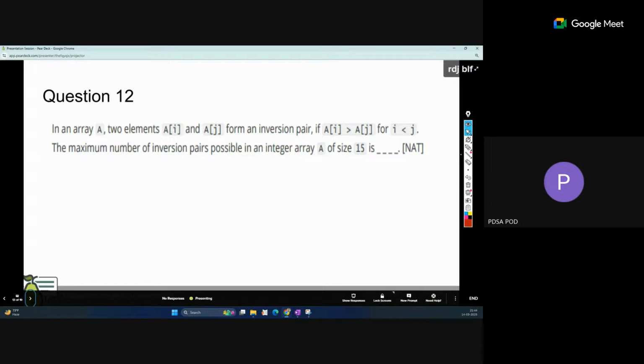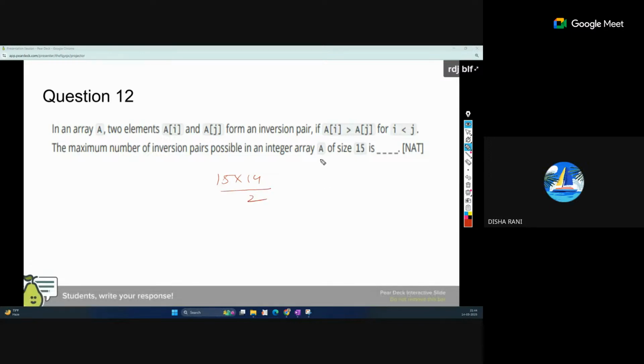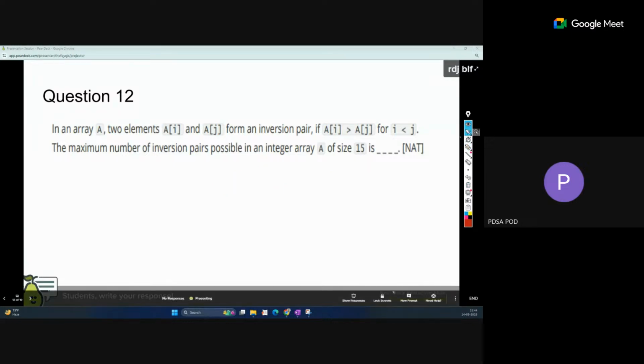Okay, so we have already done this. So 15 for the mock. So what is the maximum? 15 into 14 divided by 2, 105. Yes, sir. Okay, so this is already done in the mock.